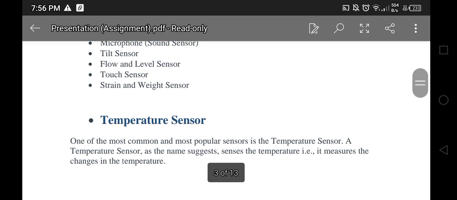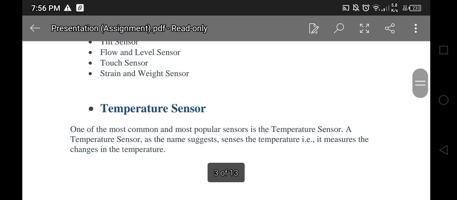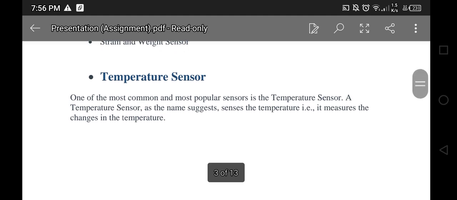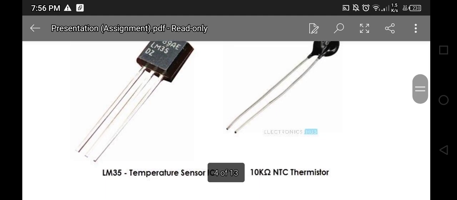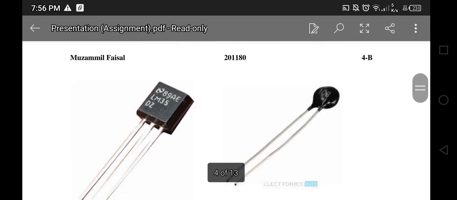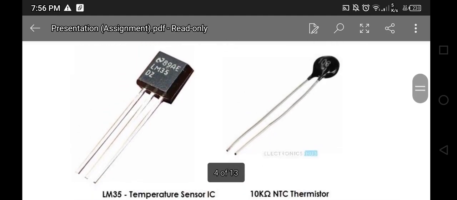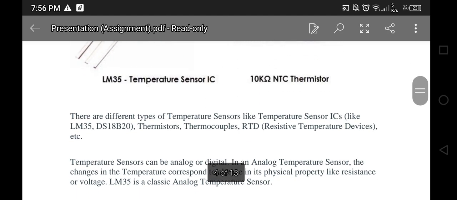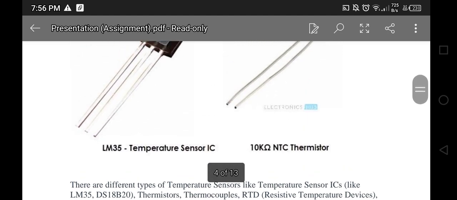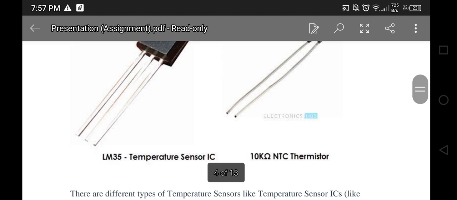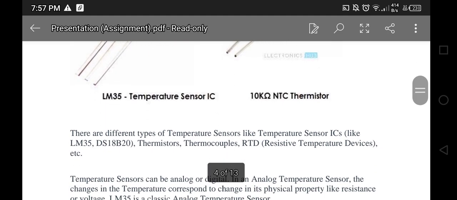One of the most common and most popular sensors would be the temperature sensor. A temperature sensor, as the name suggests, is one which senses the temperature, that is, it measures the change in the temperature. The figures are given below for this case. This is for the LM35 temperature sensor IC, and a 10 kilo ohm NTC sensor.